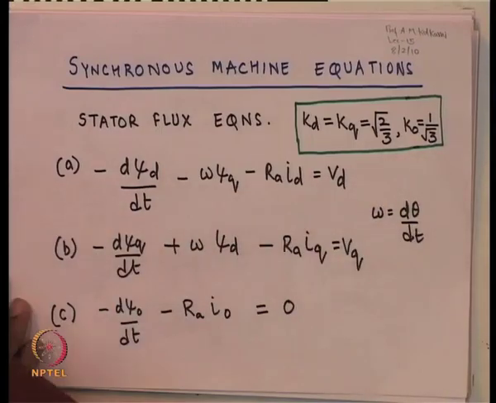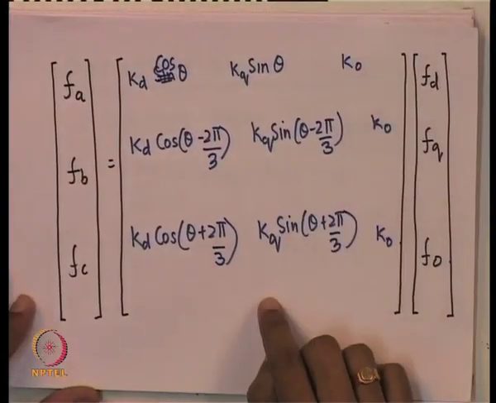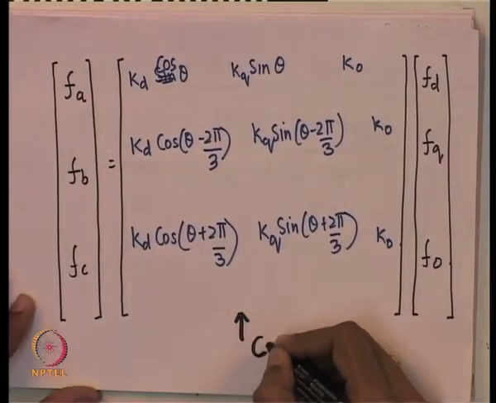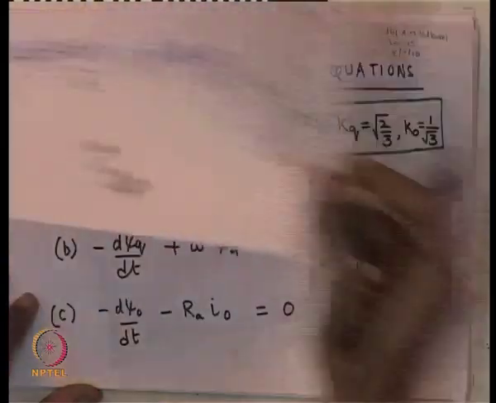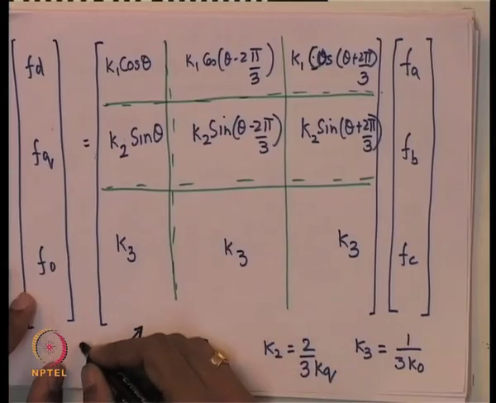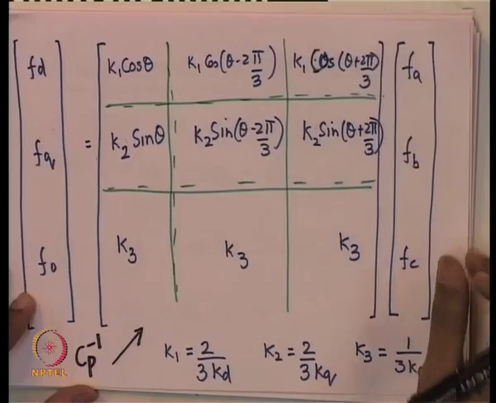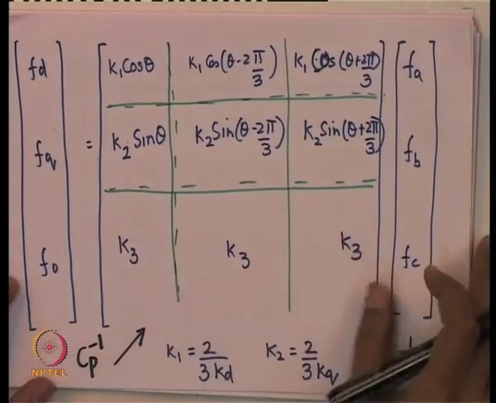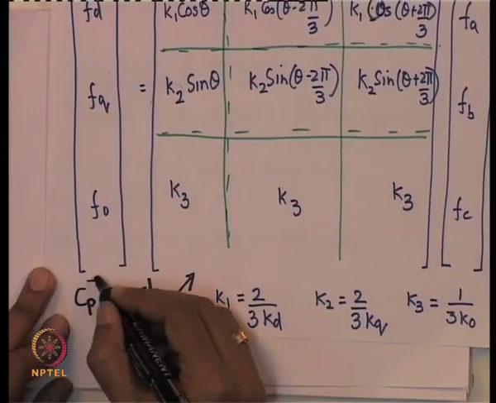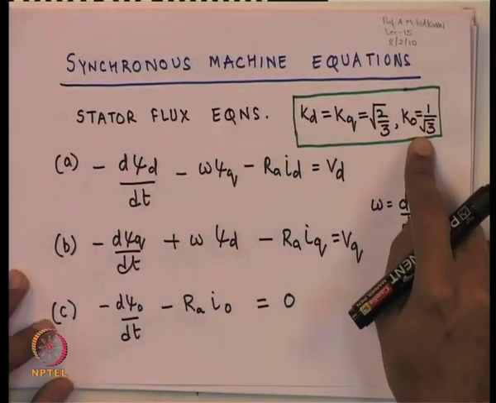In fact, by doing this we make this transformation C p and this inverse transformation C p inverse transpose of each other. That is, C p inverse becomes equal to C p transpose for this choice of k d, k q and k 0, of course.